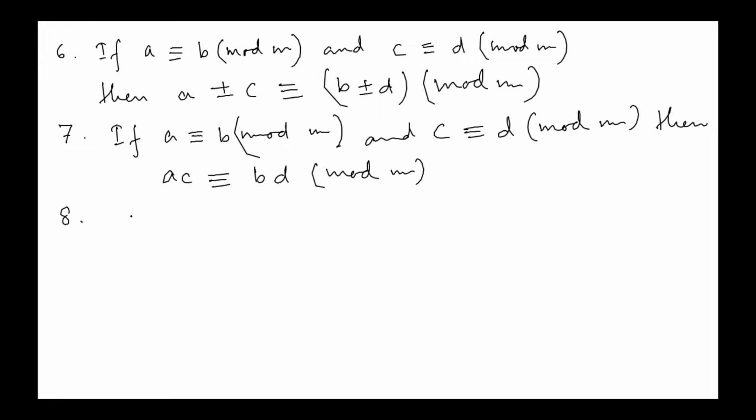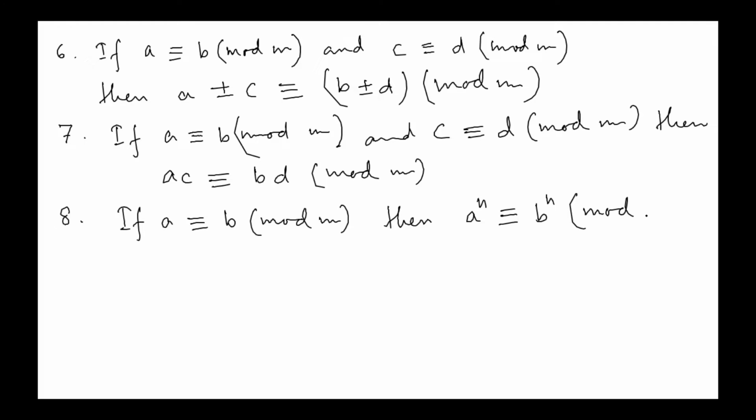Property 8. If a is congruent to b modulo m, then a power n is congruent to b power n modulo m, where n is a positive integer.